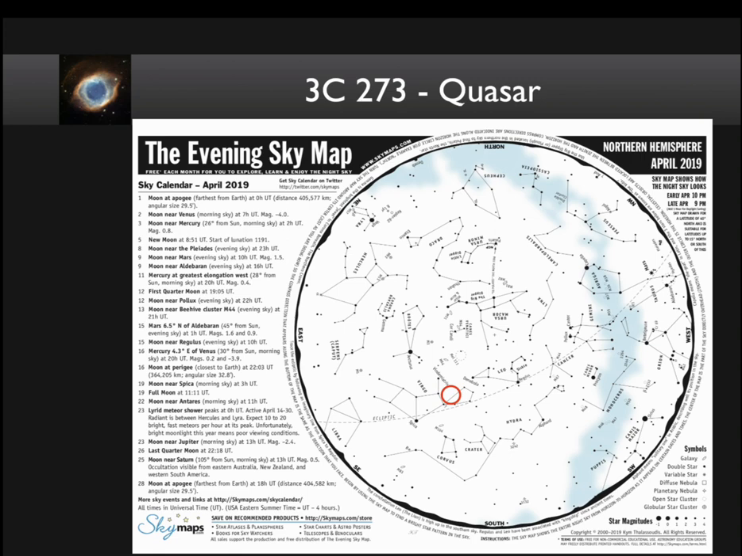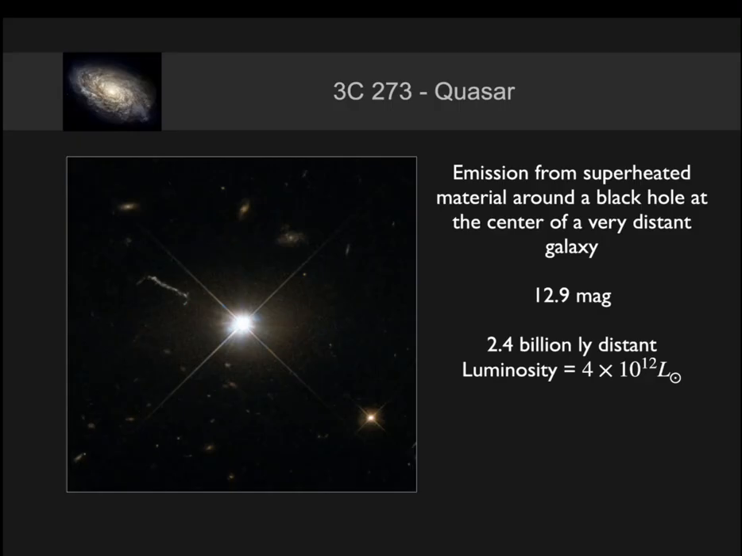Finally, the last object is 3C 273, which is a quasar. It's in the constellation Virgo. And quasar stands for quasi-stellar object. So this thing just looks like a pinpoint of light, looks like a star. But it turns out this is the most distant object that we will look at, or we will try to look at with the telescope on Wednesday. So this thing is 2.4 billion light years away. So many, many, many times farther away than all the other galaxies.